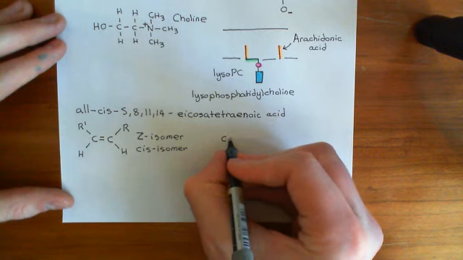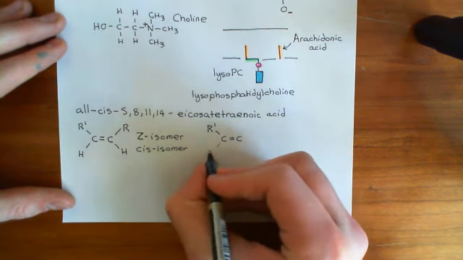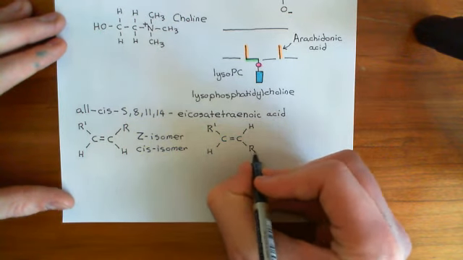The other way this could be, however, is to have the 2 important groups on opposite sides, like so. So you could have the hydrogen on this side and the R group on this side.